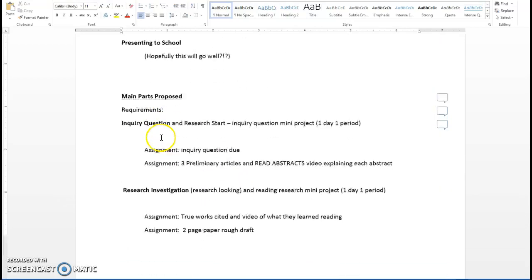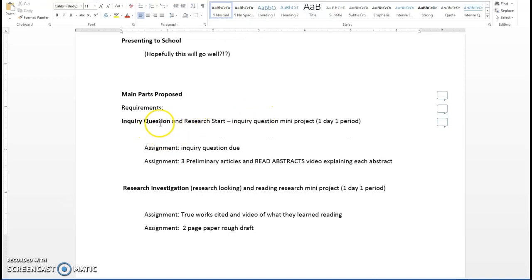But what I've basically done is split those four things up into six things. In maybe one class period: inquiry, question, and research start. Again, I think this mini project will help keep them focused. The assignment and inquiry question will be due on the Google form, like we did this way. And then also three preliminary articles and read the abstract, taking a video of themselves using one of the technologies that I'll introduce that explains each abstract to prove that they read it.